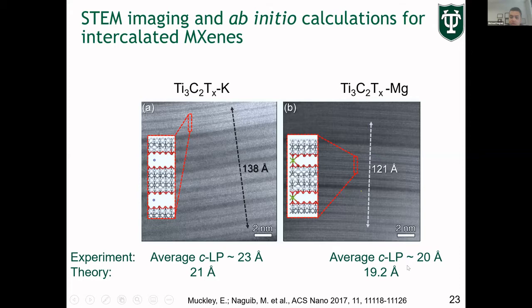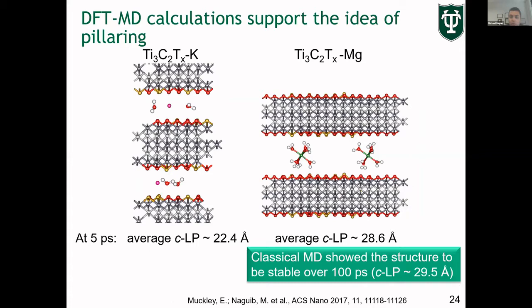When we have cation with water, we start to put water with MXene, just the amount we quantified from the neutron PDF, and we start to introduce it into the structure. And this now is a mixture of DFT and molecular dynamics calculations. And we can see that in the case of titanium carbide, we get a lattice parameter of 22.4, which is close to what we got experimentally, around 24.